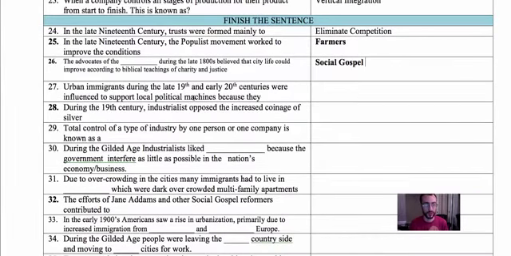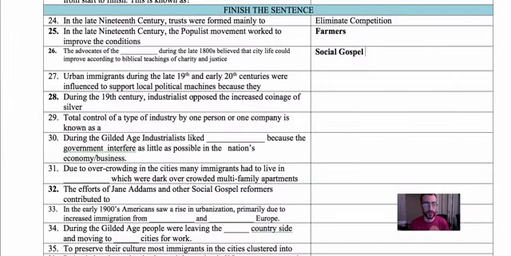27. Urban immigrants during the late 19th and 20th centuries were influenced to support local political machines because they, well, why would the immigrants even want to be in relationship with the political machines? Well, the reason for that is they provided services for them. Now, of course, this is going to be an exchange for votes.